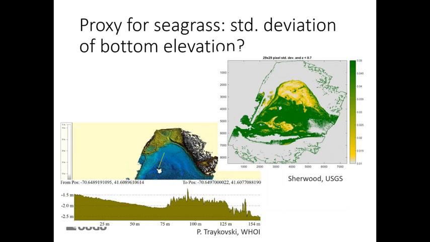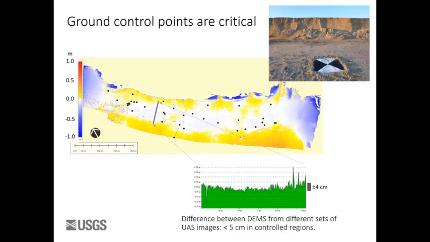So this is just our attempt to map seagrass by looking at the roughness. Here's a profile through this section. This is sand, and then it gets kind of bumpy in the seagrass. And the seagrass canopy is 50 centimeters high. And it worked pretty well. So we're going to try that again this year.